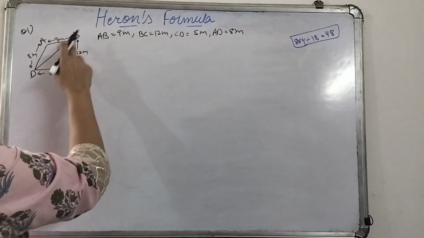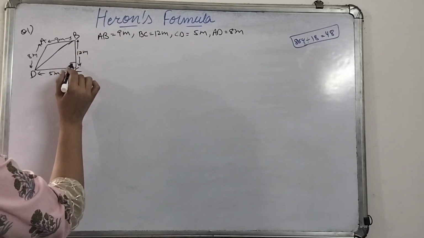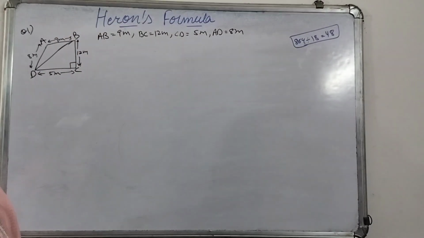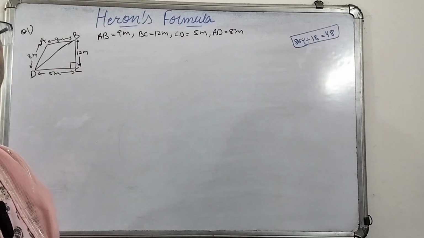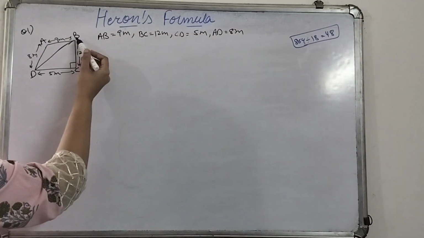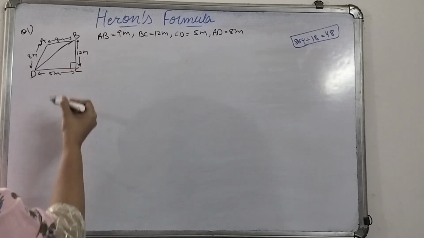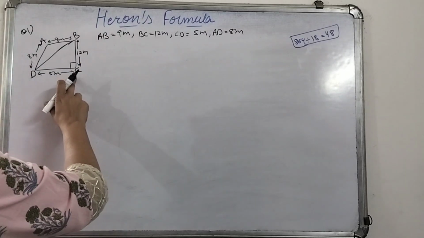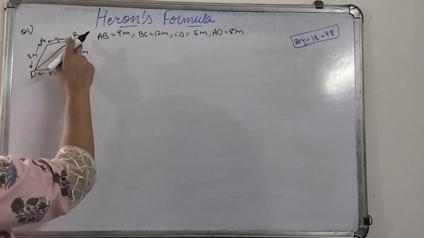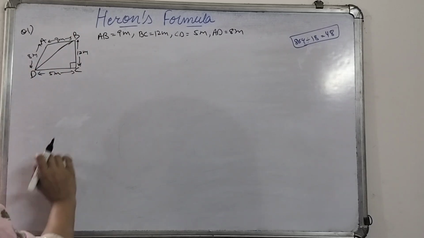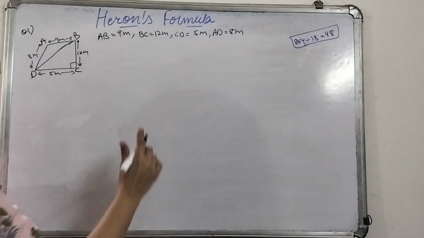Why have we made this diagonal BD? Because we know that in a right angle triangle, we can use the Pythagoras theorem. And if any two sides are given to us, we can find the third side. So over here, we can see the triangle BCD is a right angle triangle because angle C is 90 degree. Over here, we can find the measurement of BD, that is the hypotenuse, using the Pythagoras theorem.